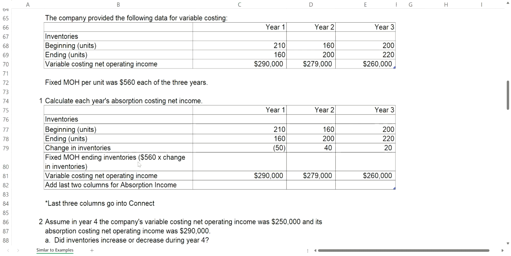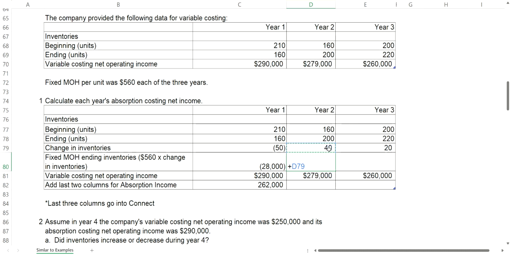The manufacturing overhead is given here is $560 per unit. Okay, so therefore, if you have 50 units less, I will take 50 units times the manufacturing overhead per unit, which is $560. So therefore, what would happen is your absorption income statement would actually be $28,000 less because you have expensed $28,000 more in manufacturing overhead. So if I add the decrease in $28,000 plus the $290,000, which was the net income from the variable method, if you were to prepare an absorption income statement, it would come out to be $262,000.